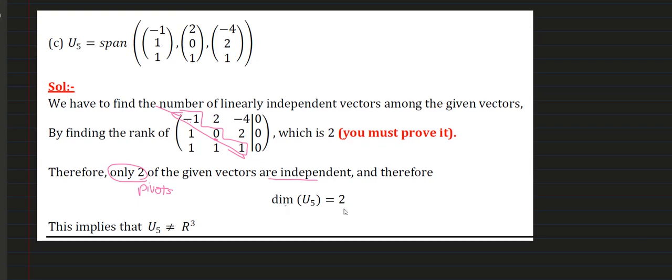Therefore the dimension is equal to 2, because only 2 were linearly independent, and we said that this set already spans U5. So we have only the 2 vectors, the first and the third, and hence U5 is not R3, because the dimension of its basis set is not equal to 3 like R3. The dimension of the U5 basis set is 2.